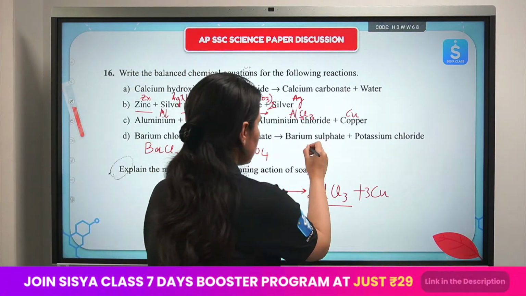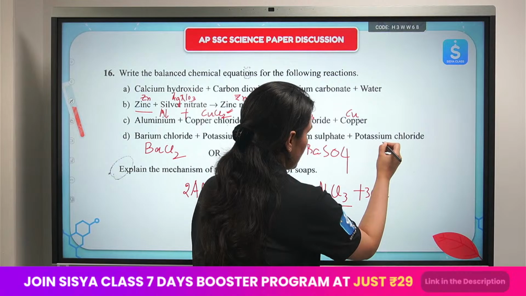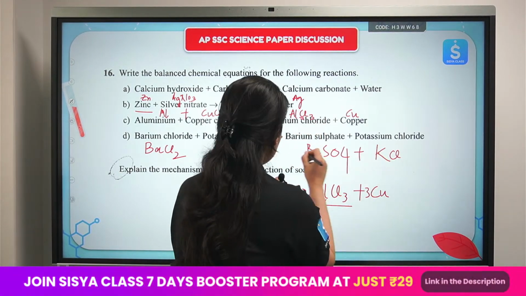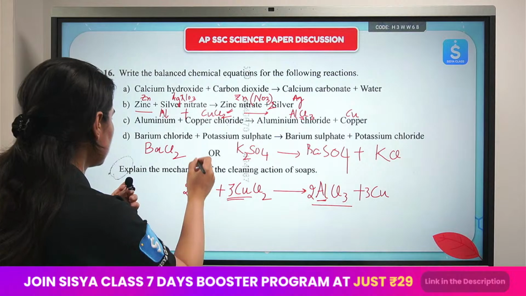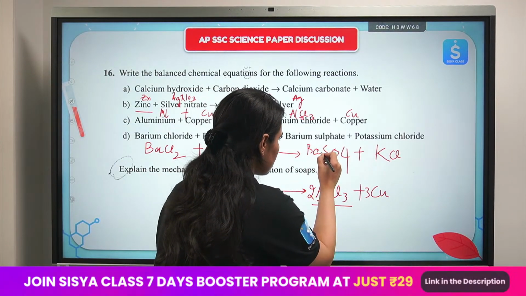Barium sulfate. And this is potassium chloride. Okay. Again, this equation is not balanced.